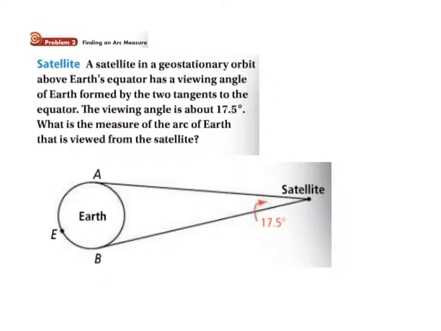Okay, so this one's kind of like an application problem, a little trickier one. A satellite in a geostationary orbit above Earth's equator has a viewing angle of Earth formed by two tangents. So you can see the picture here that the viewing angle is 17.5 degrees. The question is, what's the measure of the arc of Earth that is viewed from the satellite? So it can see this much of the Earth. This is the arc that we're looking for.